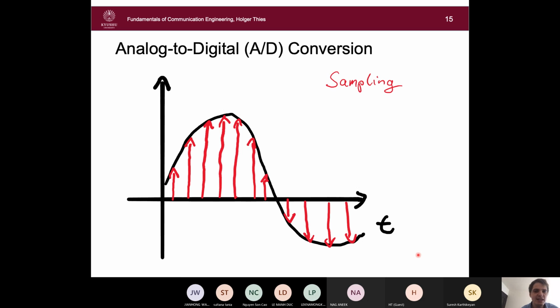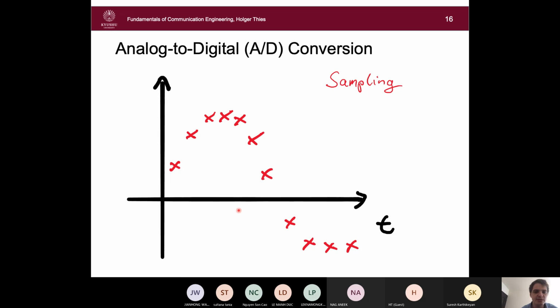The first one is called sampling. Sampling means we pick some discrete time values with equal distance, and then take the value. We measure the value of this analog signal at those time points. For example, in this case we take some samples at those points marked with the red arrows, write down the values that we have, and then we get some finite approximation of the signal.